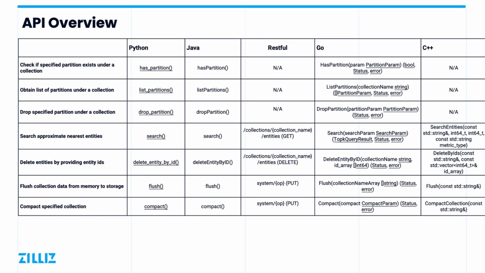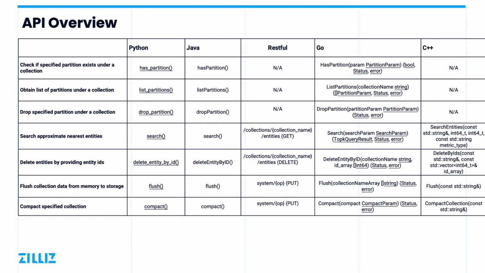List partitions is also similar to list collections. It lists all the partitions within a collection. Drop partition removes a partition from a collection. This is also similar to drop collection. Search is the core command with Milvus, and it's used to find similar vectors based on a query vector. I'll discuss this later on in more detail. Delete entity by ID is used to delete a vector from the collection based on its ID.